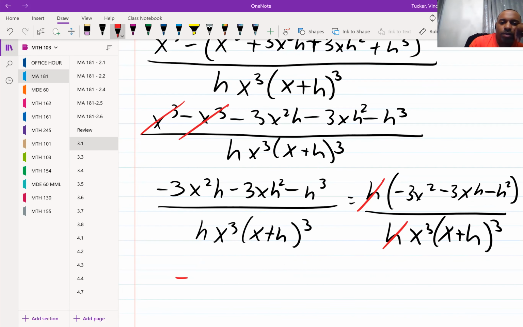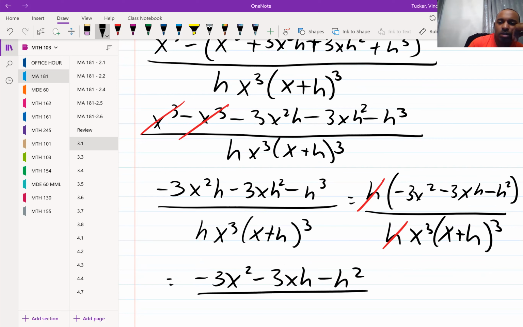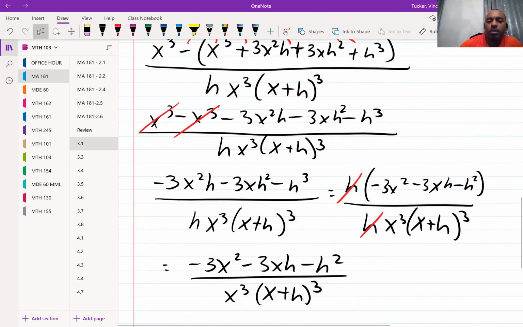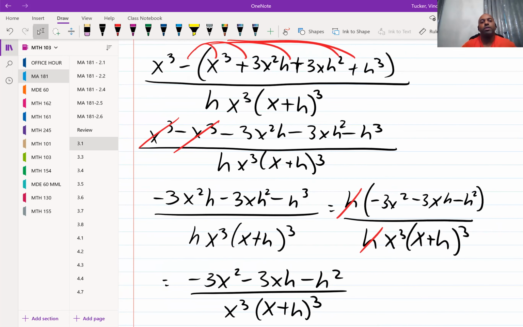So now what I'm left with is negative 3x squared minus 3xh minus h squared over x cubed times (x plus h) cubed. Before we apply the limit as h goes to 0, make sure we're okay with our cancellations and simplifications.